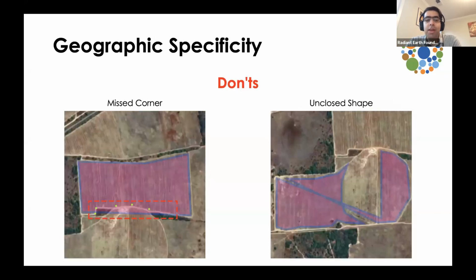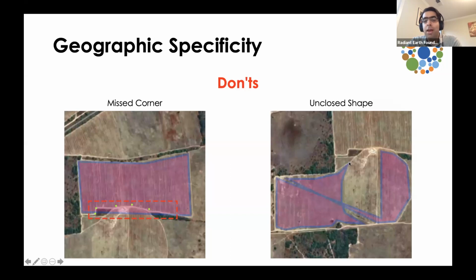The don'ts in this case is basically don't miss any corner. So if you see this example, for example, the collector forgot to capture these green points, and for that reason, this extra region of the neighboring farm is collected in this polygon, which doesn't have necessarily the same label and properties as you're collecting in the target field.